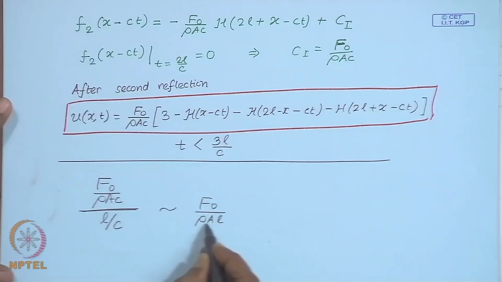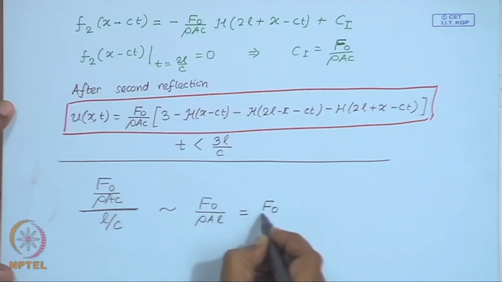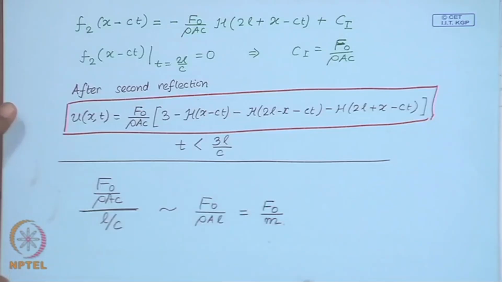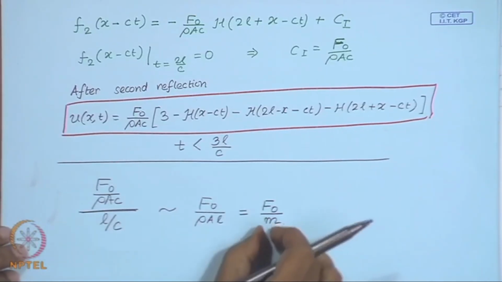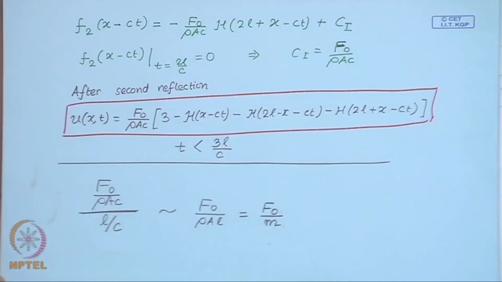Now, A into L, area of cross section into length, is the volume, and into density is mass. So, this becomes f naught over m, where m is the mass of the bar. This result you will also obtain from particle dynamics. If you have a particle of mass m and you give it an impulse, this is the velocity it will acquire.